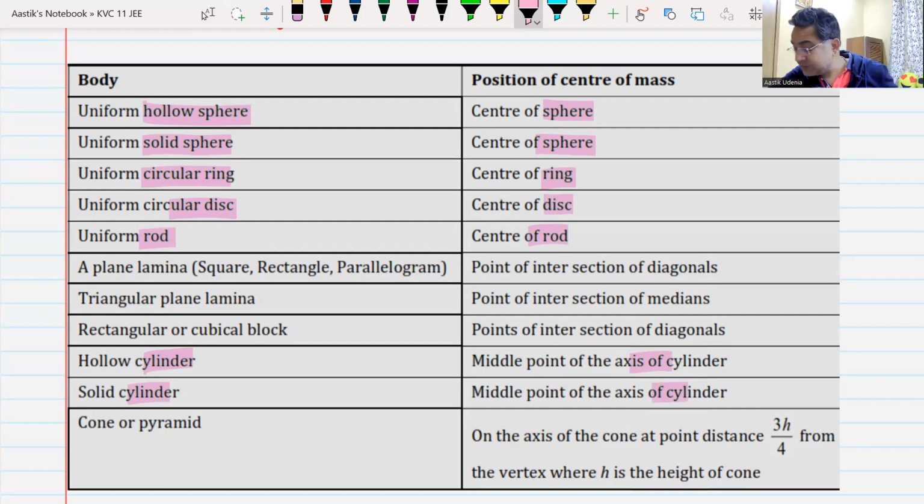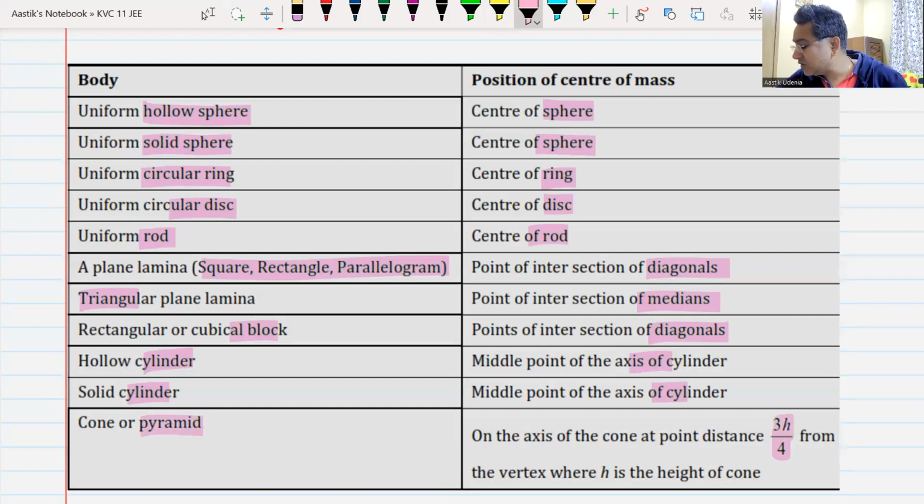Now, if it is of a different shape, square, rectangle, or parallelogram, the center of mass lies at the intersection of diagonals. Remember, center of mass for a uniform body is just like a geometrical construction. So you intersect all the diagonals and the center of mass will lie at the intersection of diagonals. If you have a triangle, it will lie at the intersection of the medians of the triangle. Cubical block, you draw the diagonals and it will lie at the intersection of the diagonals. Do we understand this? The only thing is cone or pyramid, and we will see the diagram as well.